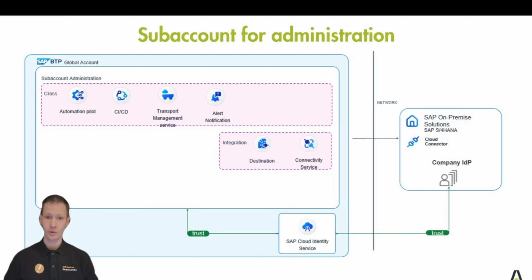In this episode I'm going to talk about the different services you will need in a BTP sub account for administration purpose. First of all, why do we need a separate sub account for administration purpose? This is needed for services that you can reuse across different sub-accounts. Let's say, for example, transport management service.